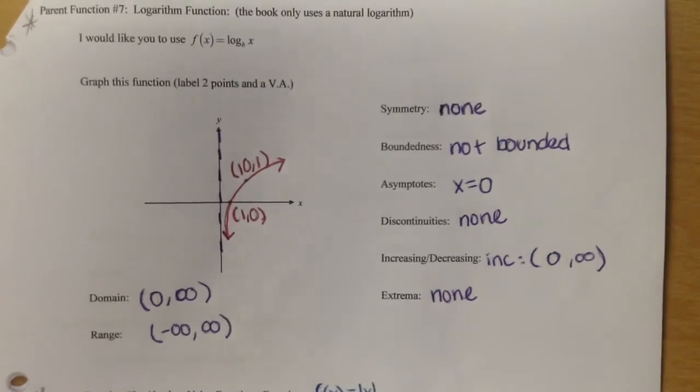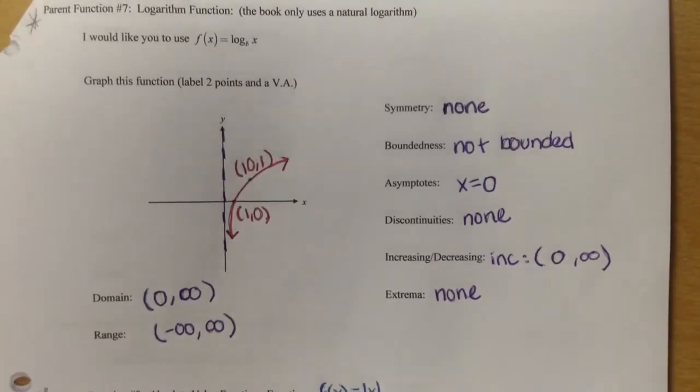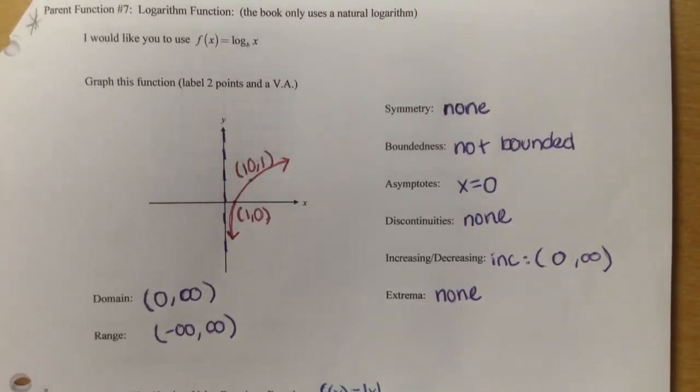This is a natural logarithm. The parent function is f of x equals log base b of x. There is no symmetry because it doesn't reflect over any axes. The purple dotted line represents the vertical asymptote at x equals 0. The domain is 0 to infinity, not including 0. The range is all real numbers. This function is not bounded and it is continuous, and it increases from 0 to infinity, not including 0. There are no extrema.